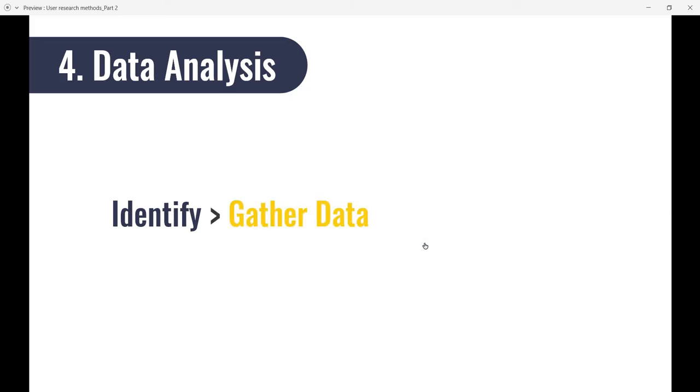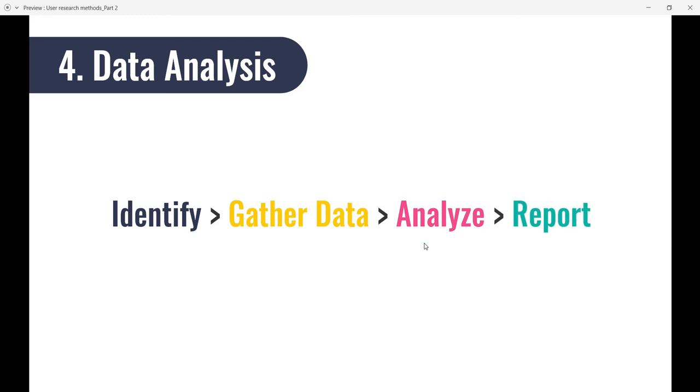Second is gather the data or collecting the requisite data from various data sources. And third would be analyzing the data. Cross-reference the raw data to find patterns or correlations. And the last is the report part.